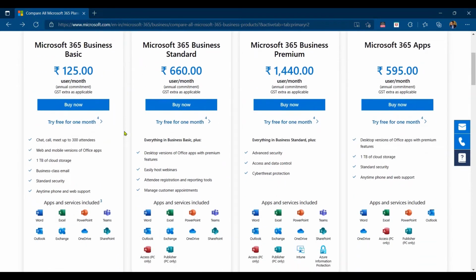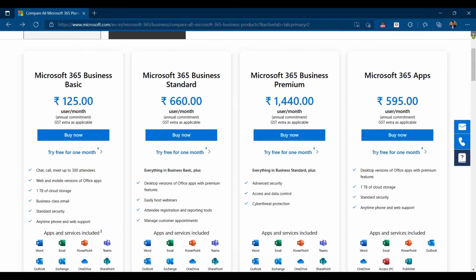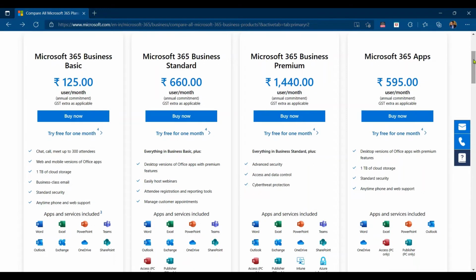So even if your offices have licenses that were bought in the year 2013 or 16, it's all done and dusted. Microsoft has completely moved into the subscription process, especially for business, and this is for small and medium scale business companies.